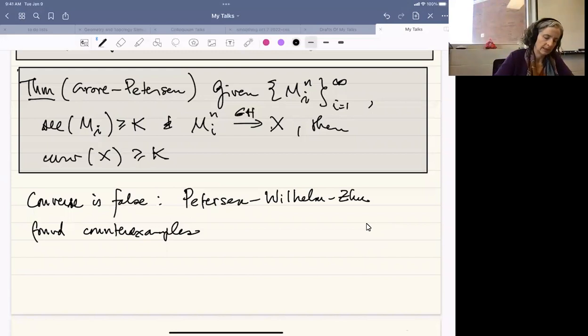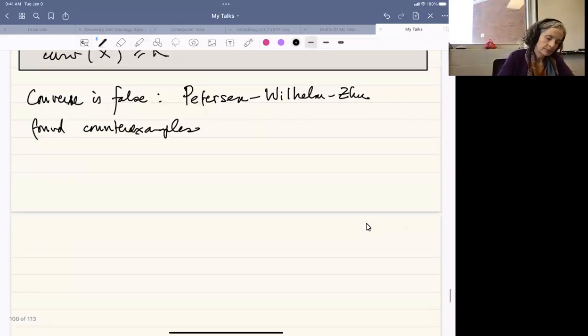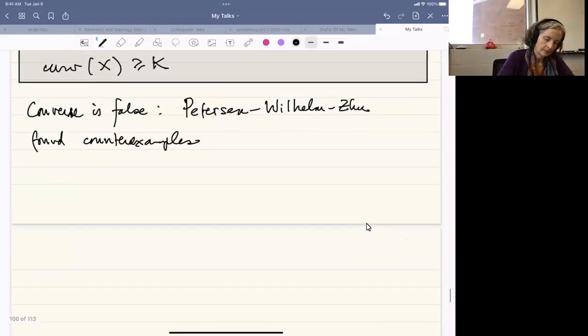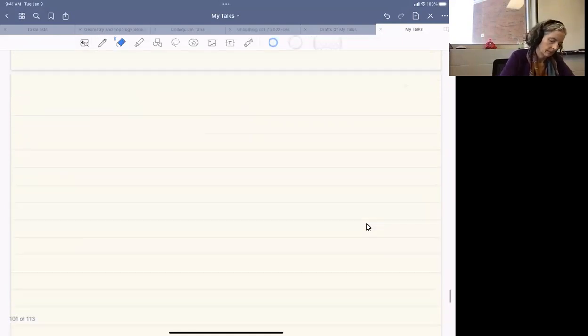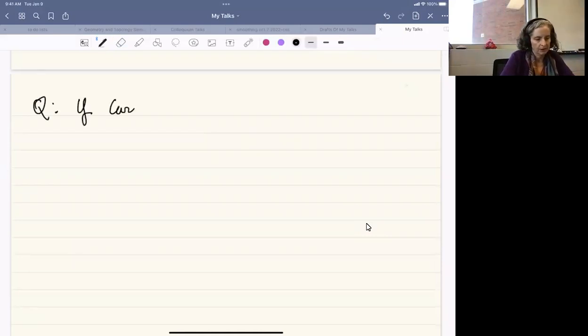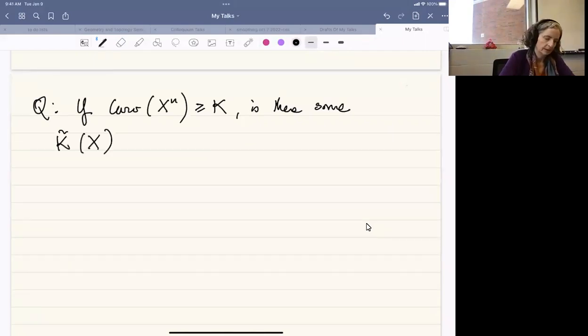So a question we can ask at this point, I suppose a reasonable question is, if we've got that the curvature of an Alexandrov space is bigger than or equal to kappa, is there some kappa tilde depending on this space?